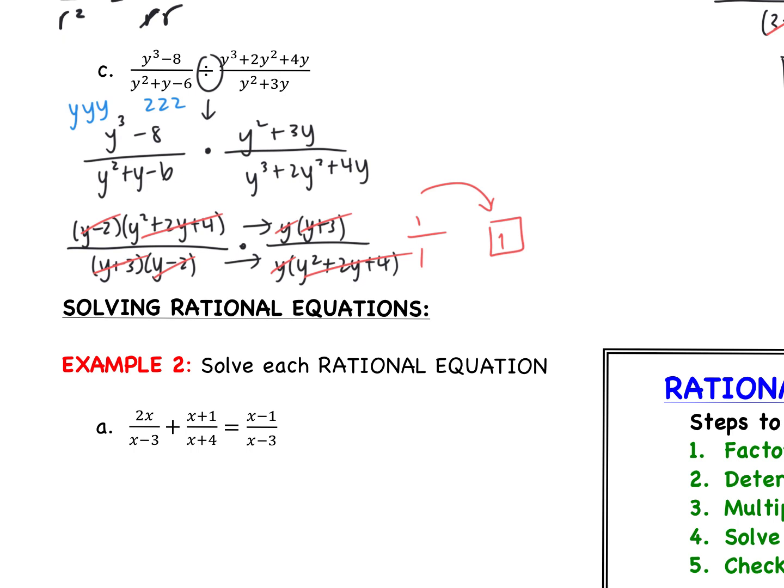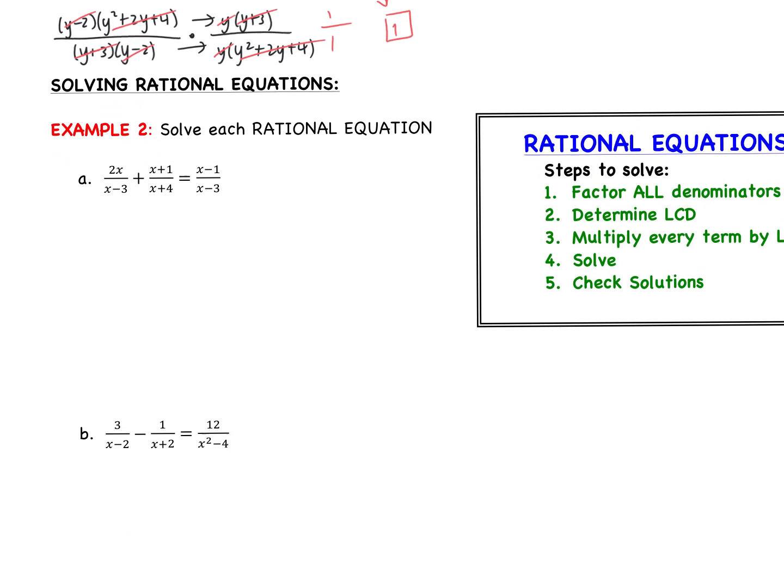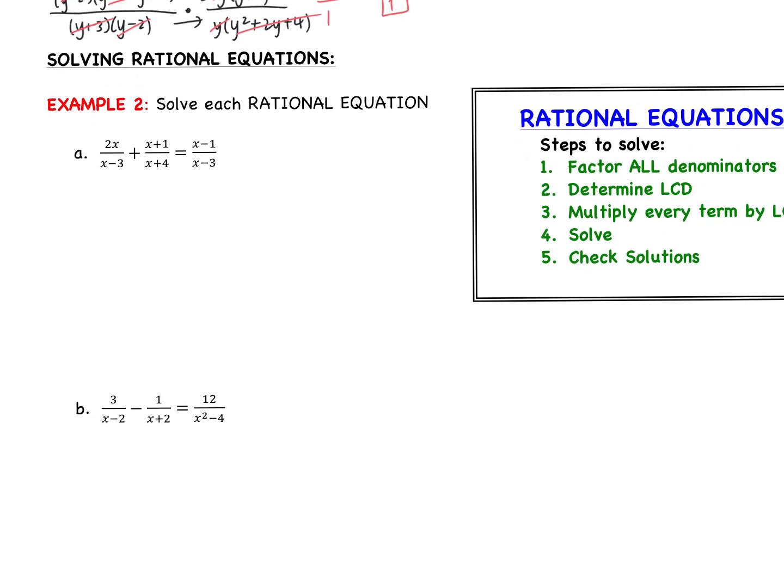Questions before we do the last two examples before the break? Okay. So the question is, where is this leading us to? It is leading us to solving rational equations. You see the steps on the right. You're going to factor the denominators. You're going to determine the lowest common denominator. Clear out the denominator, solve, and check your solutions.